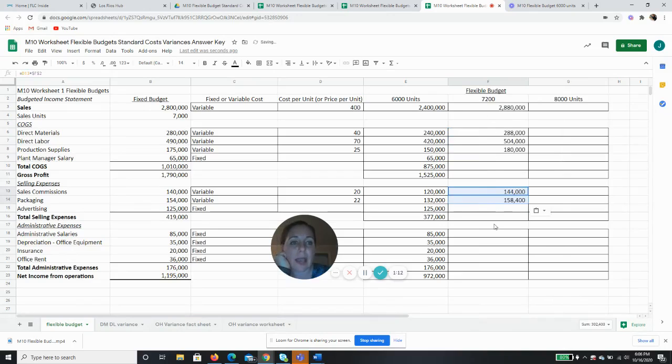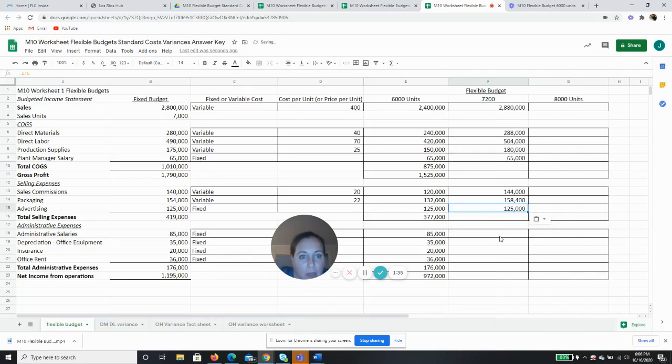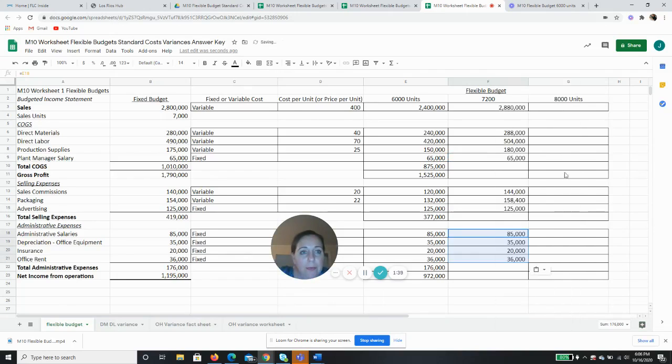Okay, so now I have all of my variable costs at the sales level of 7,200 units. And all of these are just the cost per unit times 7,200. All right, now I'm just going to bring over my fixed costs. I'll just copy this formula down. It's just saying, copy the thing immediately to the left. All right, so now I've got all of my numbers populated.